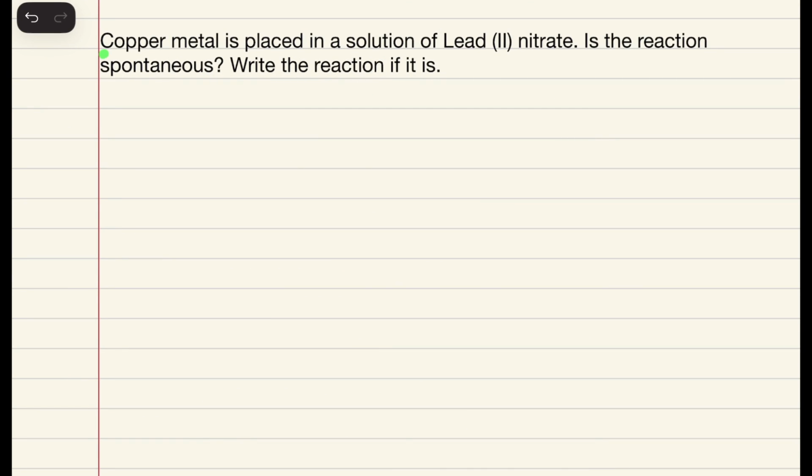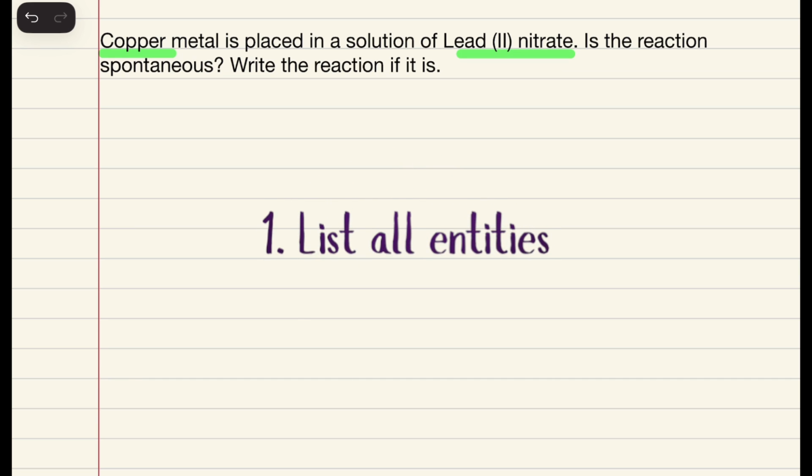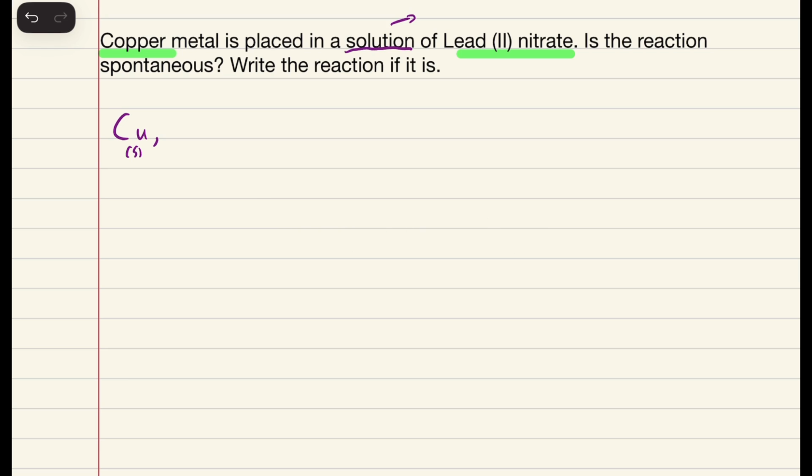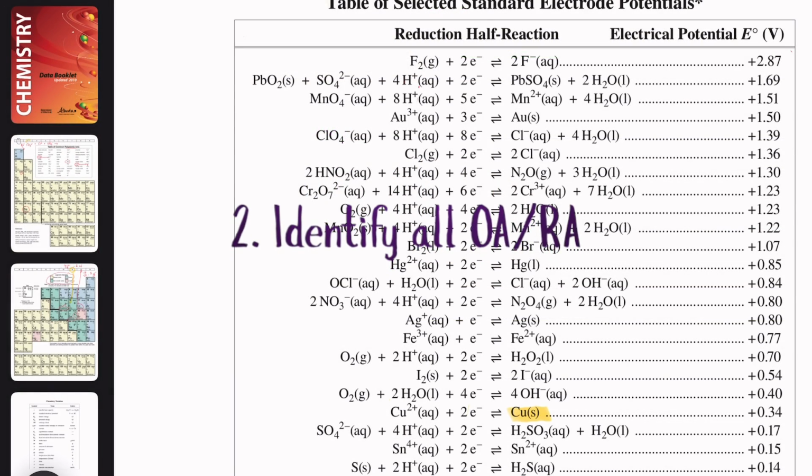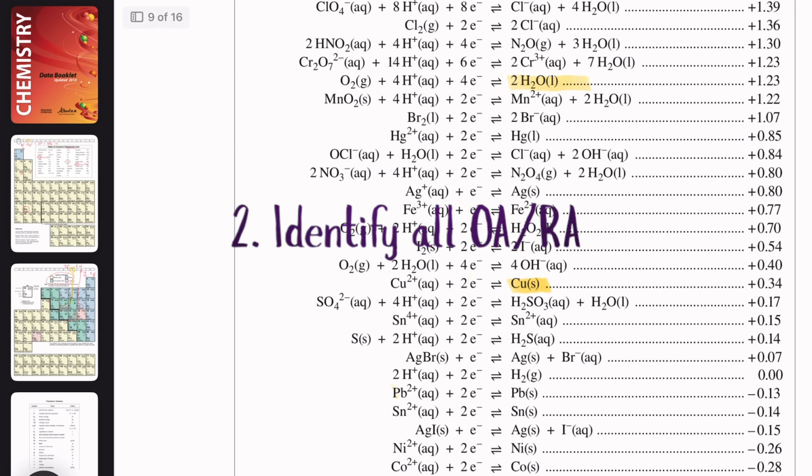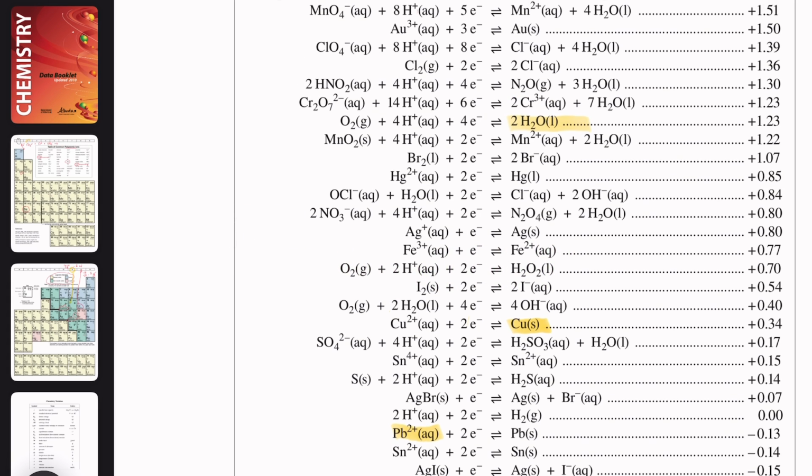Copper metal is placed in a solution of lead-2 nitrate. Is the reaction spontaneous? Write the reaction if it is. So, like we did previously, we're going to list all entities, and because it says solution, we're going to write H2O as well. Don't forget to split the lead-2 nitrate as it is ionic. Now, using the reduction potential table, we're going to figure out which of these entities are the strongest oxidizing agents and the strongest reducing agents.